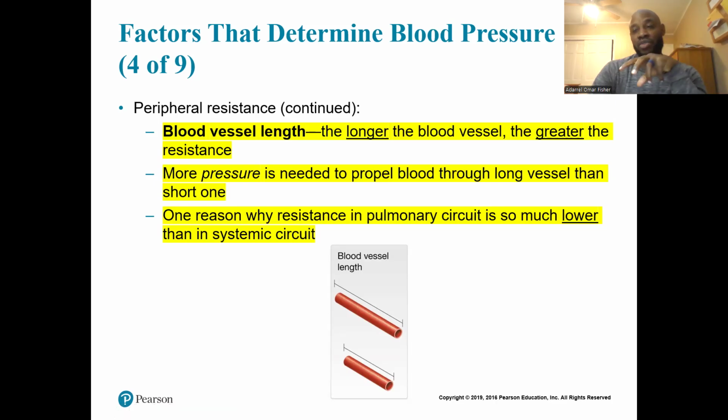But the longer the vessel, the more pressure you need to push the blood through, but the less blood pressure there is. So that's why the resistance in the pulmonary circuit is much lower than in the systemic circuit.